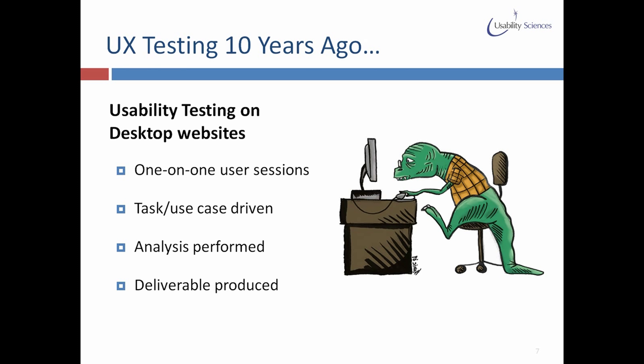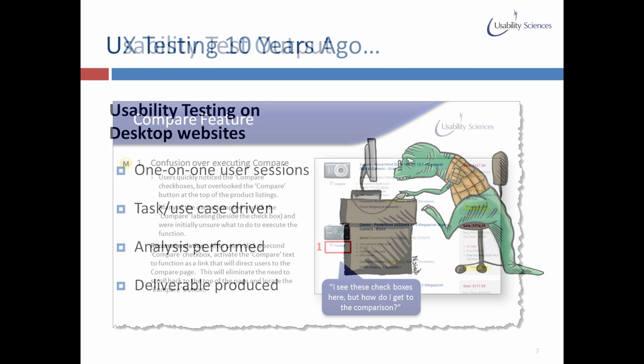Alright, so to put us all on the same page, let's rewind the clock to 10 years ago. And user experience testing primarily consisted of performing usability tests on desktop computers. And so oftentimes what that looked like is bringing in users or participants into the lab and having them go through a number of tasks. And these were one-on-one sessions where we, the researchers, would observe what the users were doing, ask a number of questions, then analyze their behavior and their actions, and then produce a deliverable for our clients.